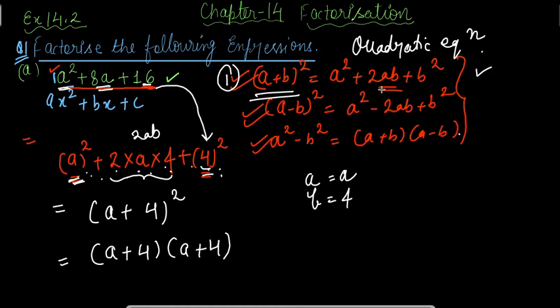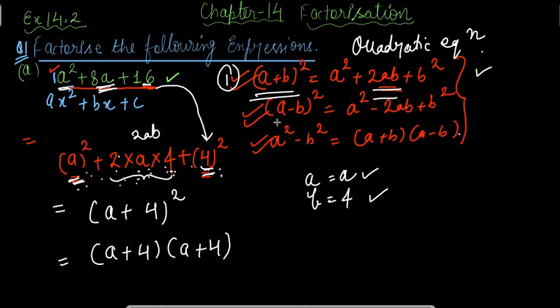Your middle term in the identity is 2ab. So you have to identify what is a here and what is b here. Okay, so a is a itself and b is 4. So you have to write 2ab, that's a product of 2 into a into b, which actually gives you the same term, 8a. 2 into a into 4 is giving you 8a.